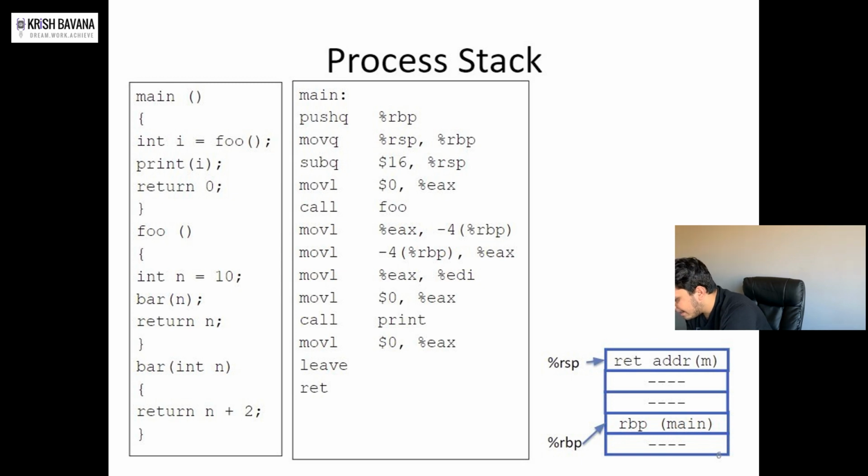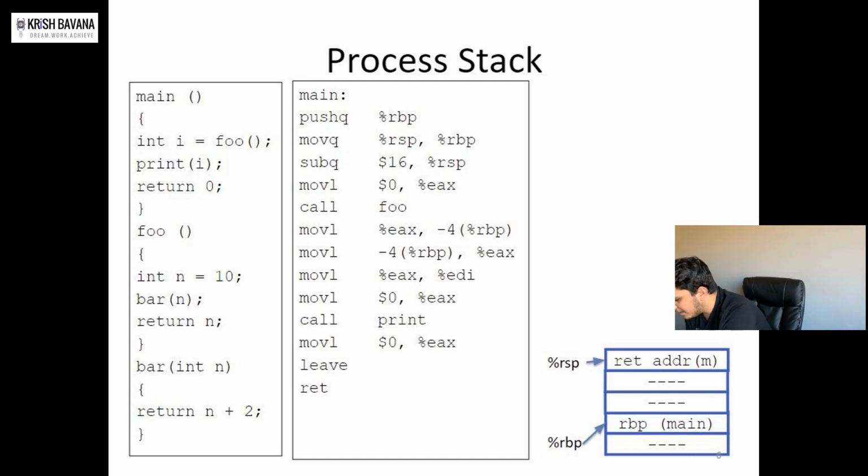And then we are telling movl EAX, -4(RBP). So whatever is in -4 RBP. RBP is the lowest one, and now we will be moving the EAX value under the RBP. So that's how the processor stack works.